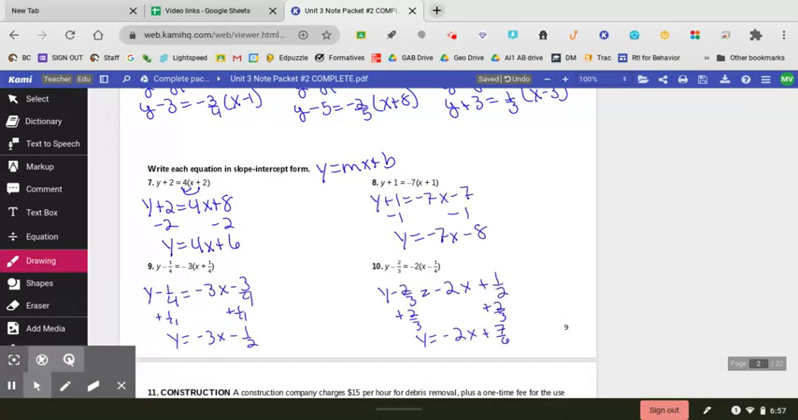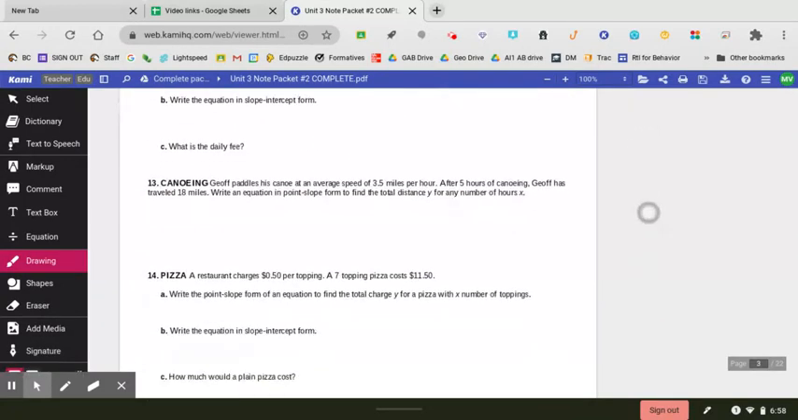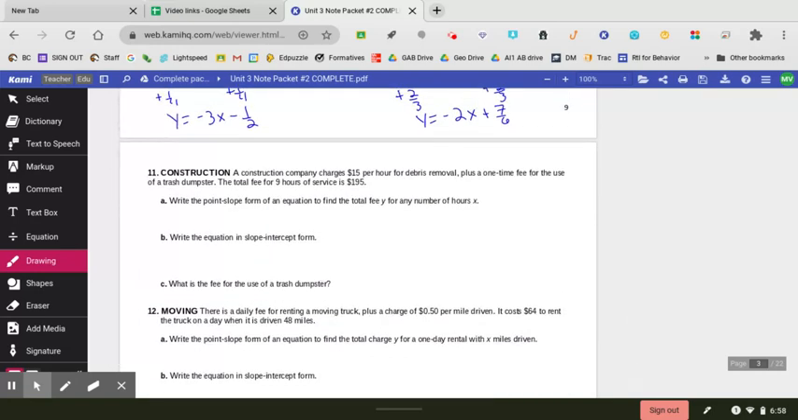Okay, so number 8, the final answer is y equals negative 7x minus 8. Number 9, the final answer is y equals negative 3x minus 1/2. And number 10 is y equals negative 2x plus 7/6. Now let's see how this applies to a couple of word problems. We have 4 word problems here to do. So let's do number 11 together.